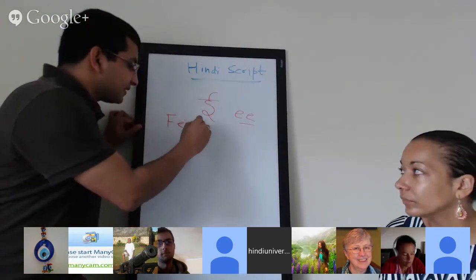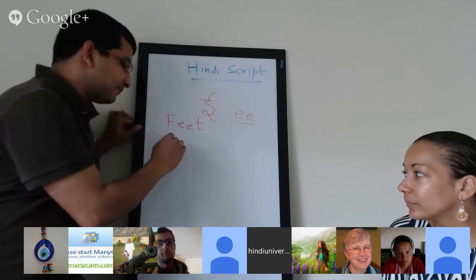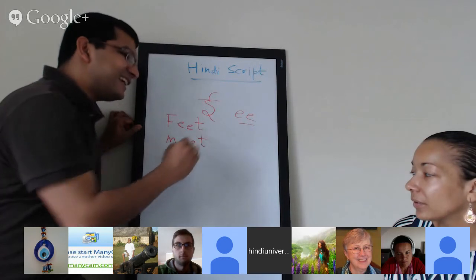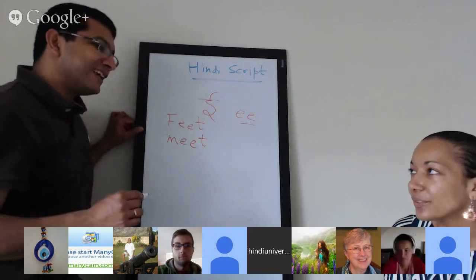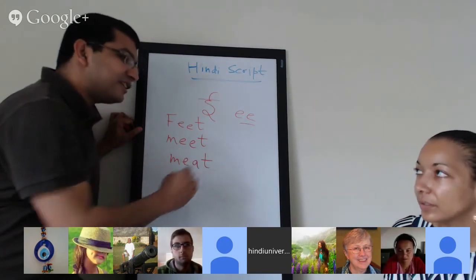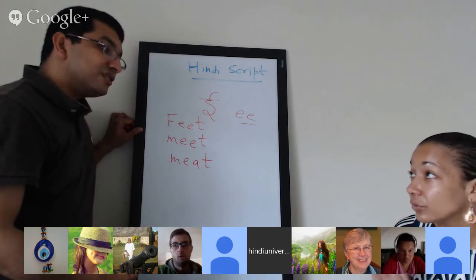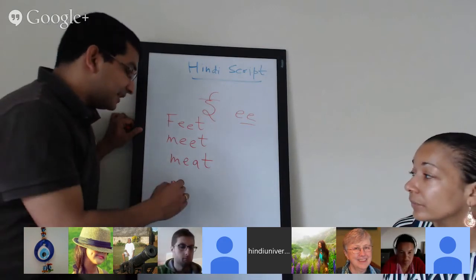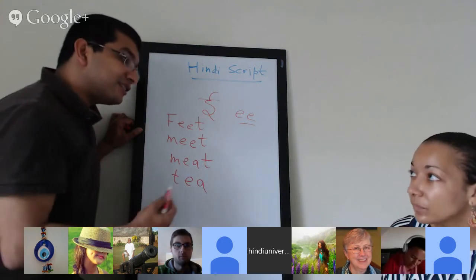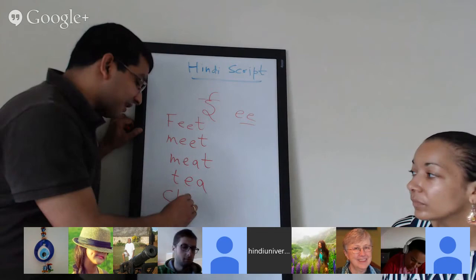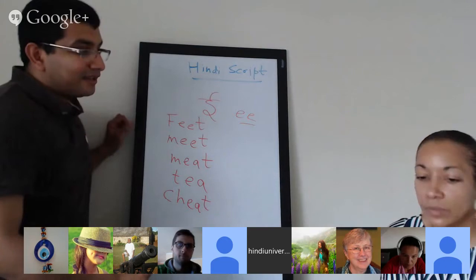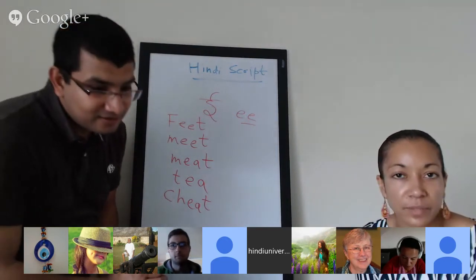Eat. Meat. Which one? M-double-E-T, yeah. What about M-E-A-T? Same, okay, very good. Feet, meat. What about tea, like to drink your tea? Yeah, T-E-A. What about cheat? Cheat also has an E sound in it, like a long E. Any other? Feel free to chime in with suggestions.